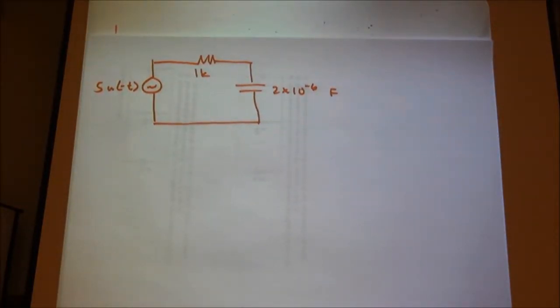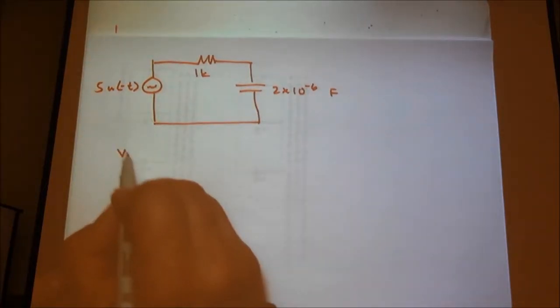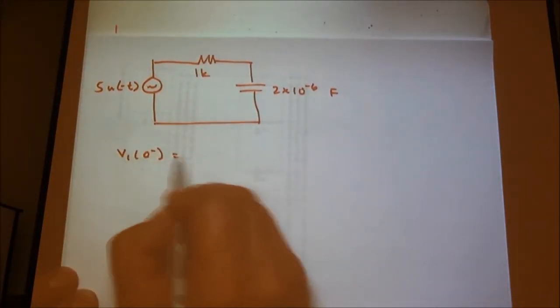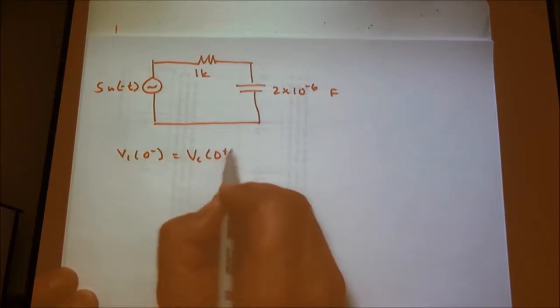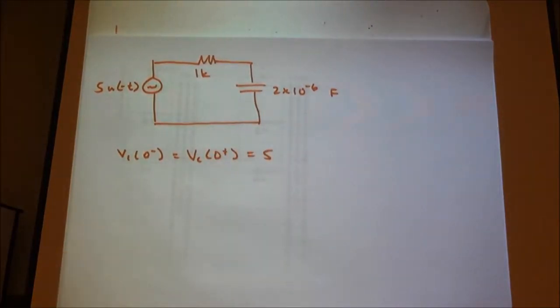Well, what's different about this circuit? Well, we have 5u of minus t. What is that equivalent to? When we write that, 5u of minus t, that's the source being on since the beginning of time and turning off at t equals 0. And since it's a constant for that period of time, what can we say about the capacitor? It is certainly fully charged. And so we have Vc 0 minus equals Vc 0 plus equals 5 volts.